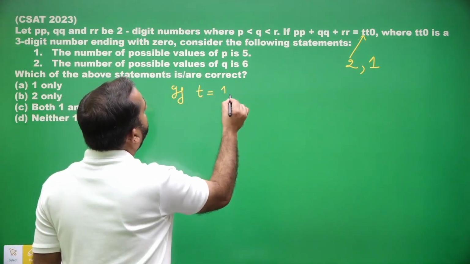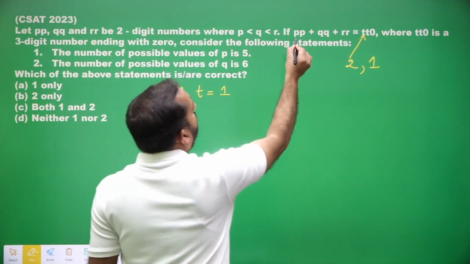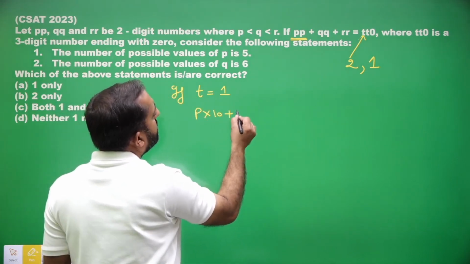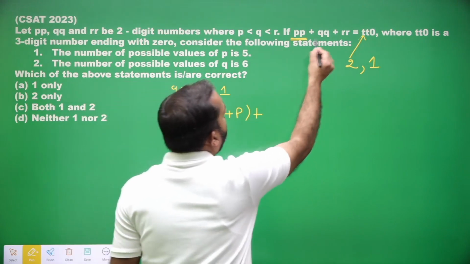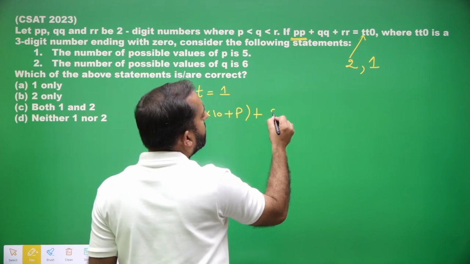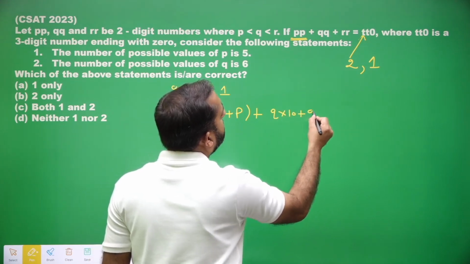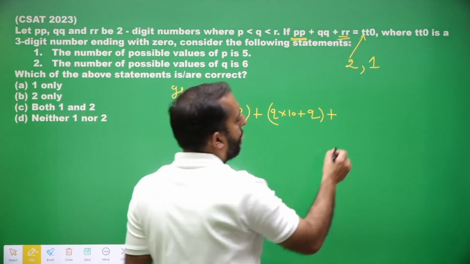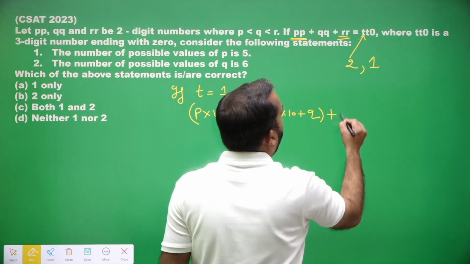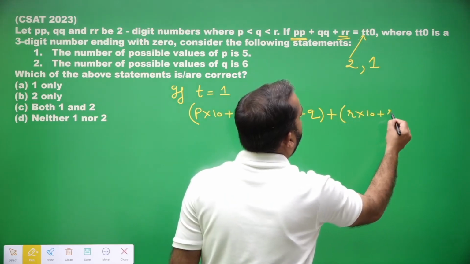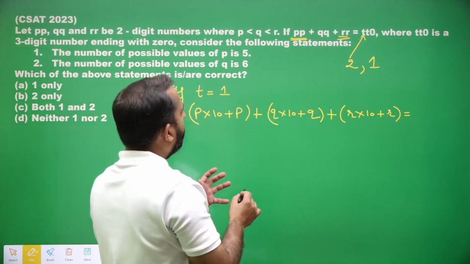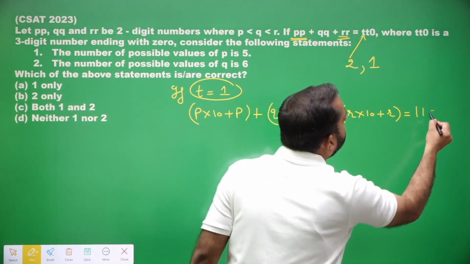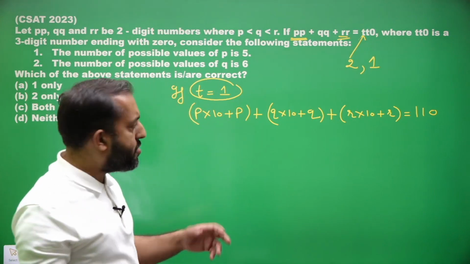So if T is equal to 1, see, PP is a 2-digit number, can be written as P into 10 plus P. QQ is also a 2-digit number, so it can be written as Q into 10 plus Q. And RR can be written as R into 10 plus R, which is equal to, if T is equal to 1, TT0 will become 110.